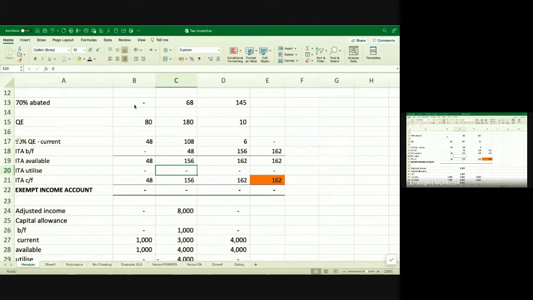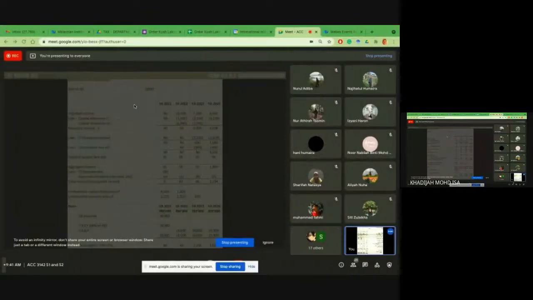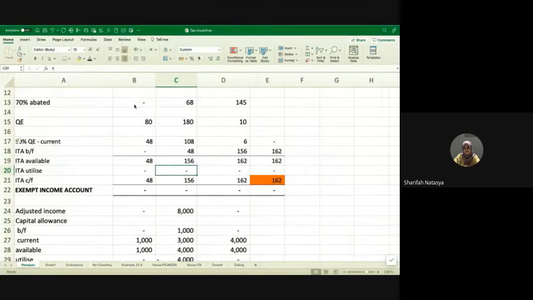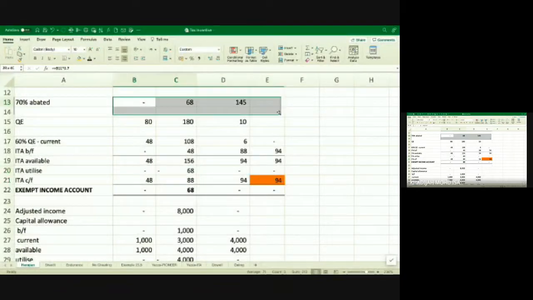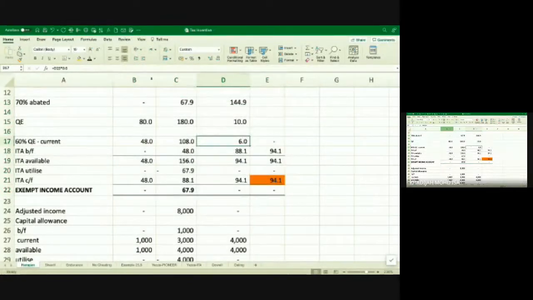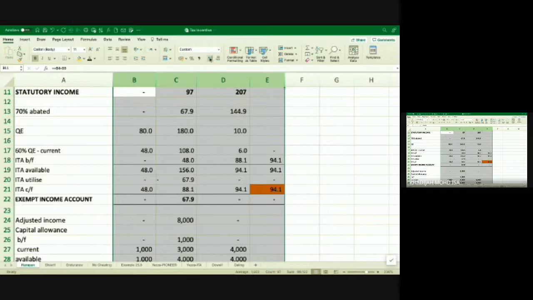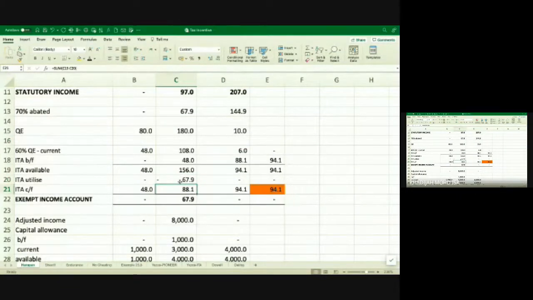How much did you say to use? Come on. Sharifah Natasha. How much are you going to utilize ITA? 67.9. Oh, you have a proper answer. Okay, we got that 67. Those who did the decimal point, one decimal point is fine.